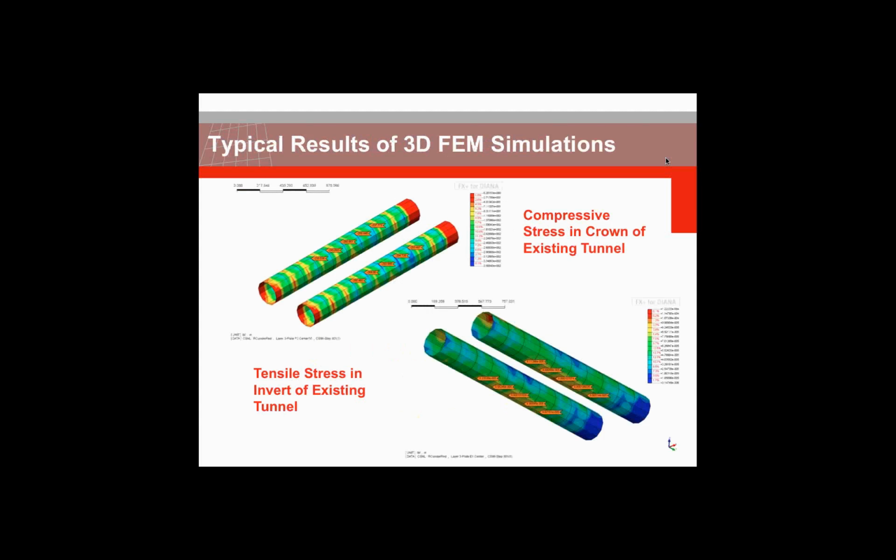Now let's look at a typical result of 3D FEM simulation. This figure shows induced stresses, compressive at the crown of the existing tunnel because of the construction of the twin tunnels. For the case that was shown two slides before, the distance between the design tunnel here and the existing tunnel above it is 5.5 feet, for example. Stresses are compared with the strength of lining for design checks.